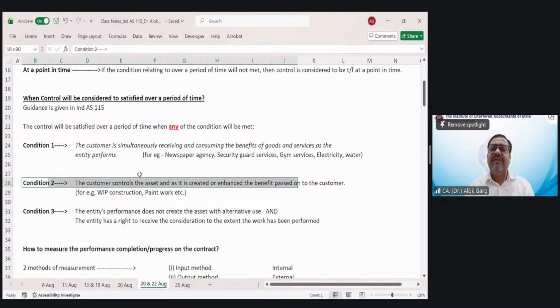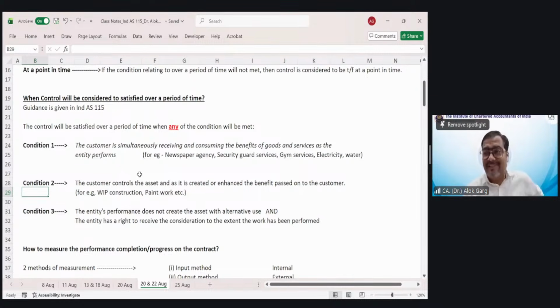Condition number 2: the customer controls the asset as it is created or enhanced, and the benefit passes on to the customer. Now, the main condition in this second condition is that the asset should be controlled by the customer. It has to be in the possession of the customer. And when the asset is created or enhanced, the benefit passes on to the customer. For example, construction work in progress, paint work, furniture work in the premises of the customer.